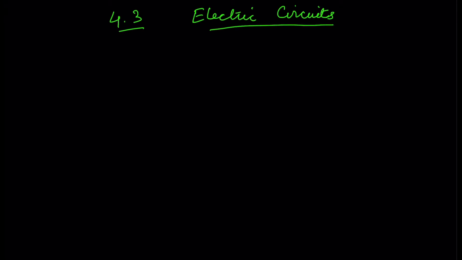So in this video we are going to discuss about the electric circuits. This is topic 4.3 of GCSE O-level physics. So this topic is about the electric circuits. In the electric circuits, first of all we have to discuss about the electric circuits and its components. So that's the first topic, electrical components in an electric circuit.